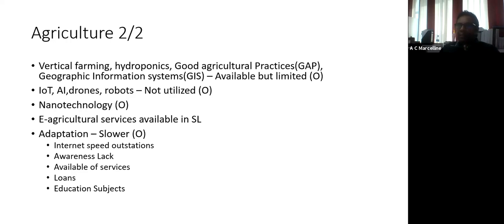E-agriculture services are available in Sri Lanka, but nothing on a bigger scale, because there are about 4-5 sites which tell you what type of fertilizers to add, what combination to use, how you should plant. All those things are there, but it's very little. Nobody is making use of it. One of the biggest reasons why they're not adopting this e-side of it is that adoption is very slow. Why is that? Because of the internet speed available in the rural areas of our country.